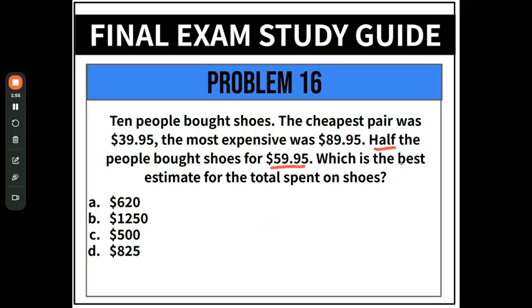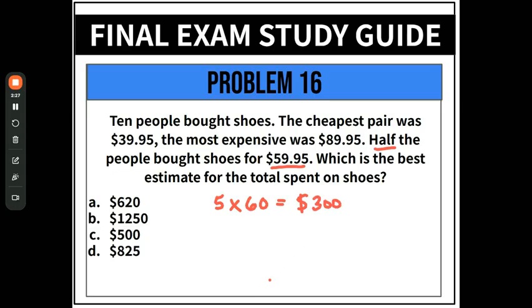So during this problem, since it's asking for best estimate, we're going to be using our rounding rules. So half of the people that are in the question is going to be 5 people. So a total of 5 people paid about $60 for their shoes. So since we want to find the total, we're going to multiply those 5 people by the amount they spent on shoes. And for these 5 people, we get $300.